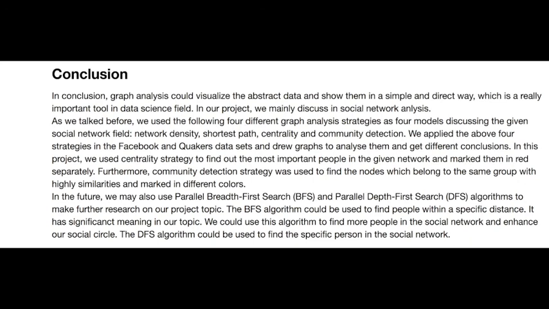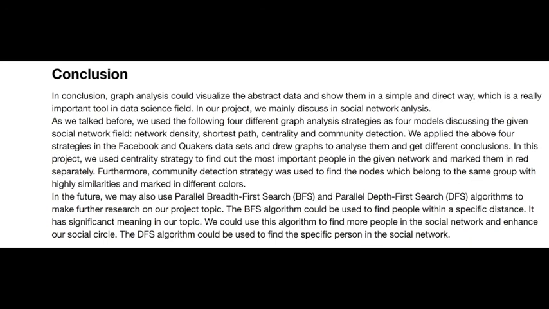We found the most important people in the given social network data sets and found some different communities or clusters in the 2 given data sets separately. In the future, we may also use 2 different algorithms to extend our project: BFS and DFS. I think the BFS algorithm could be used to find the people within a given distance, and it is really useful in a social network community, I think.